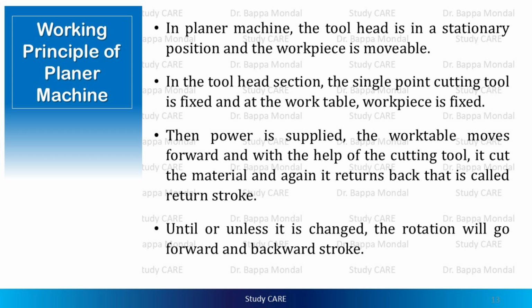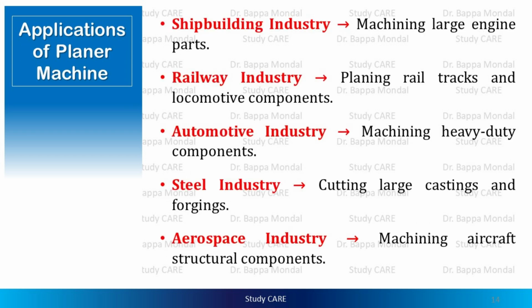Working principle of planer machine. In a planer machine, the tool head is in a stationary position and the workpiece is movable. In the tool head section, the single point cutting tool is fixed, and on the work table, the workpiece is fixed. Then power is supplied, the worktable moves forward, and with the help of the cutting tool, it cuts the material and again returns back. That is called the return stroke. Until it is changed, the table will keep going in forward and backward strokes.